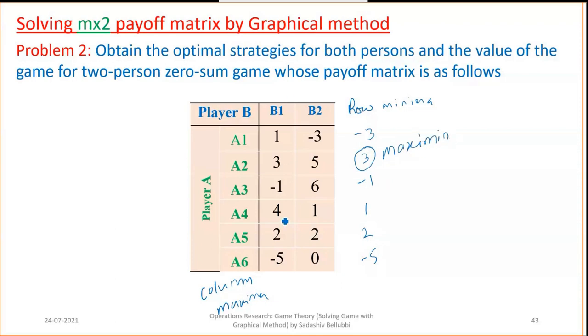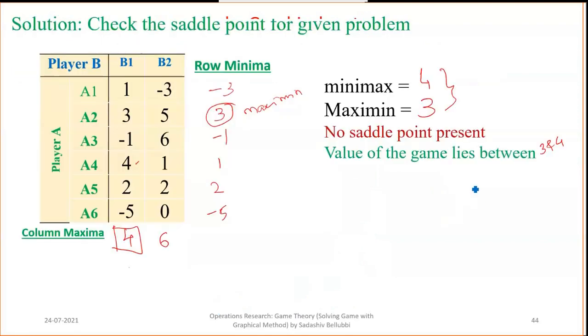From the first column, the highest number is 4. And the highest number in the second column is 6. Out of these two maximum numbers, which is the minimum? This is the minimax. Here again, minimax is not equal to maximin. It means there is no saddle point, but the value of the game lies between 3 and 4.